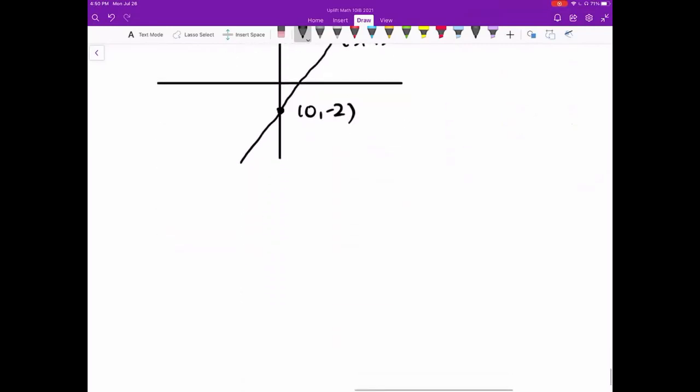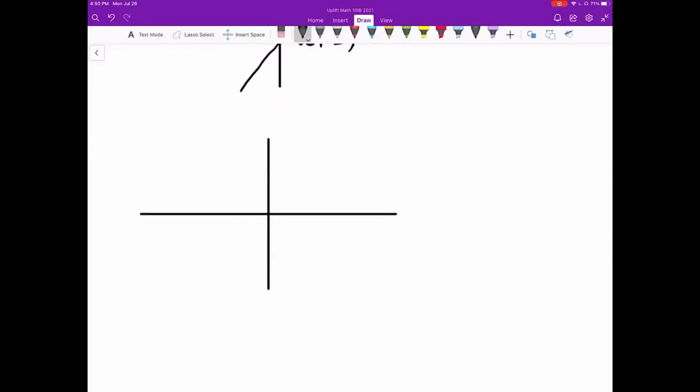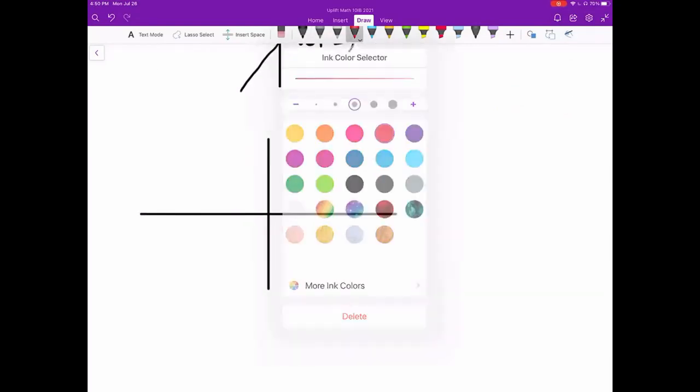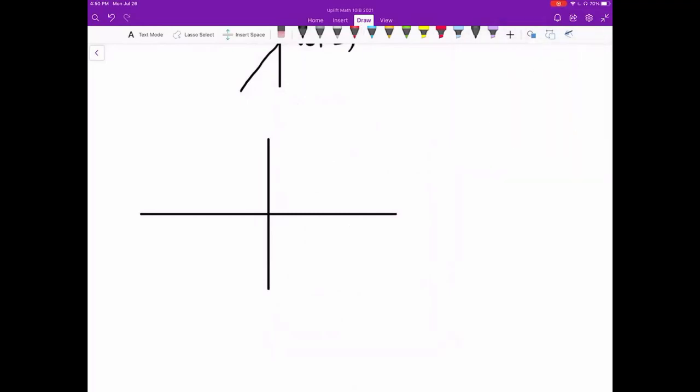And we can also plot the equation of a horizontal line. So we already know that a horizontal line has a slope of 0. So we can do y equals mx plus b. And since we know that m is equal to 0, we don't really care about the m.